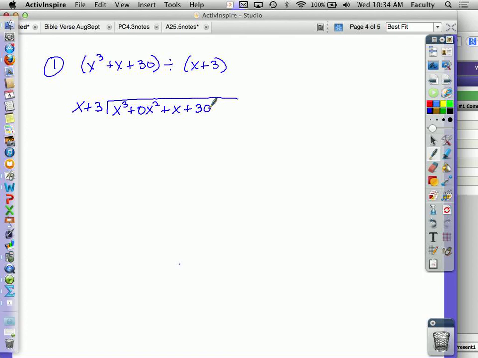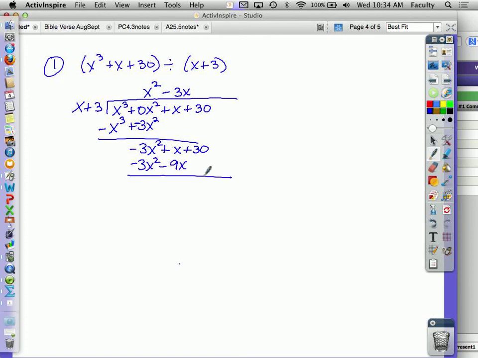All right, I'm going to work this one. X times what is x cubed? That's x squared. So I get x cubed plus 3x squared. You need to subtract, so you take the opposite and add. X times what is negative 3x squared? It's minus 3x. You need to subtract, so you take the opposite and add. And then you need to multiply by 10.